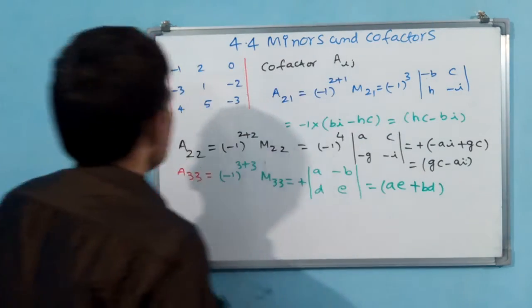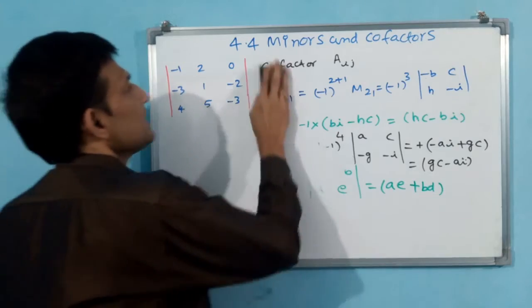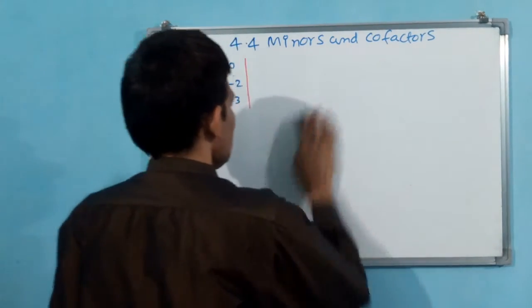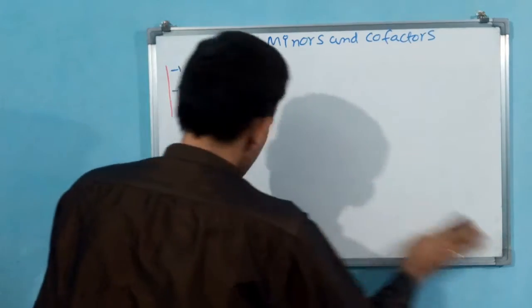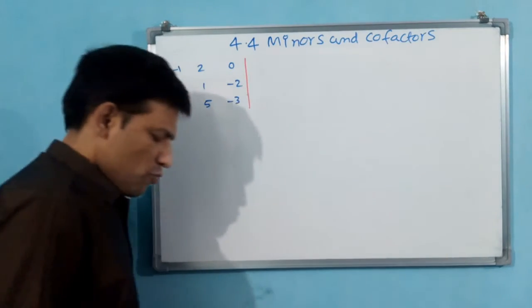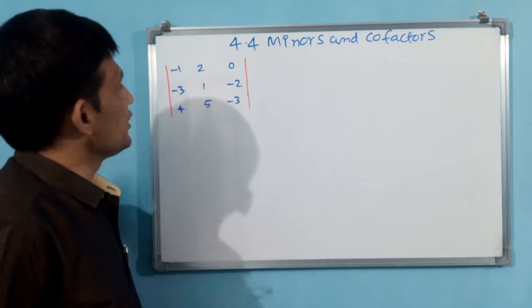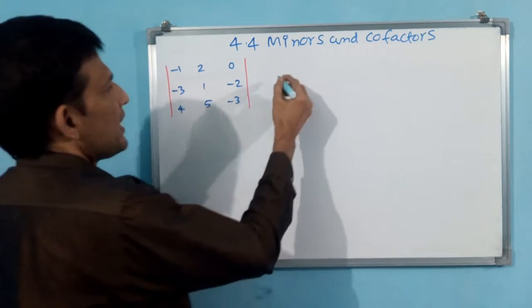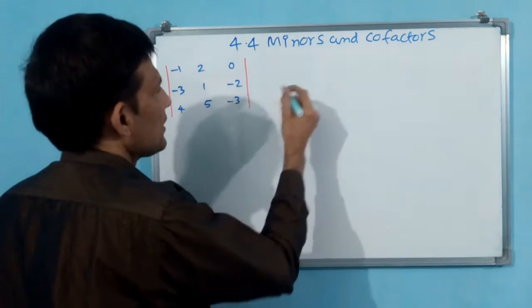Okay, now you see these numbers we have taken, and let us find two minors and two cofactors. First let me find the minor. The minor for 0 I am going to find. Minor for 0 means first row, third column.